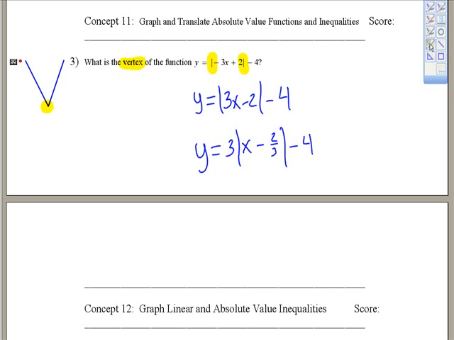Now I should be able to look in basically these two locations and determine what the vertex is. What's the vertex? It's going to be positive 2/3, comma, -4. That's our vertex.